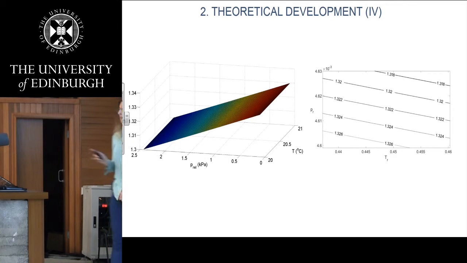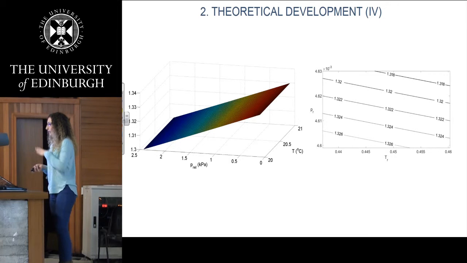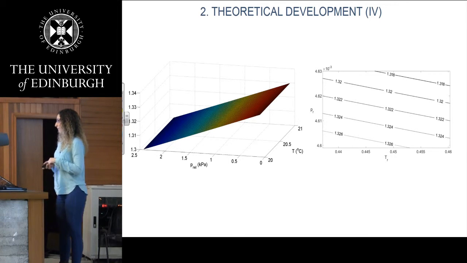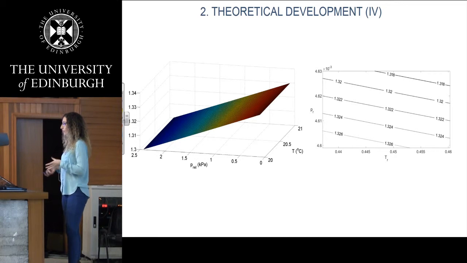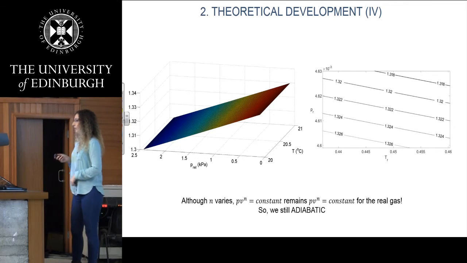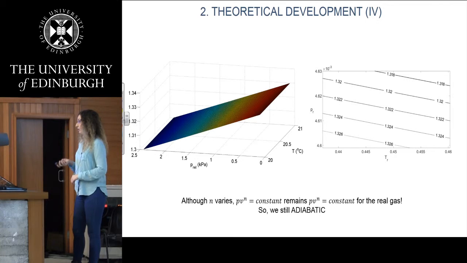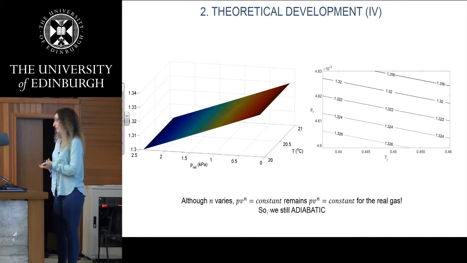Previously it was a constant value of 1.4, and as you can see now, it's a surface that changes with pressure and temperature. It's close to 1.4, but it's not really 1.4. And the important point here is that although n changes, the polytropic equation, or the adiabatic equation in my case, is still constant, and that's important because that was my starting hypothesis, and with my new equation, this is still valid.